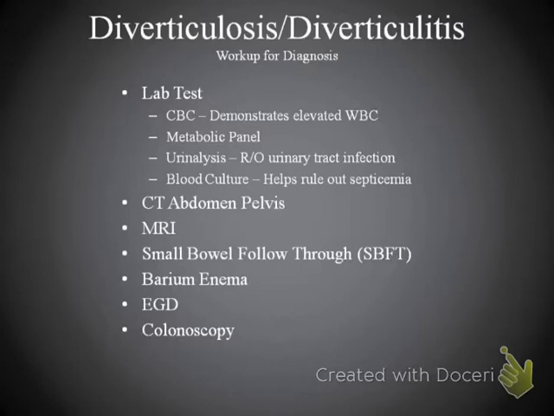Urinalysis is done to rule out urinary tract infection, and also renal stones, because sometimes renal stones can mimic the pain of diverticulitis. And then lastly is blood culture, which helps to rule out septicemia, and so that is your blood becoming septic. It's very important to rule out sepsis in this case as well, because we saw that diverticular disease can actually lead to abscesses, and then abscesses can lead to septic shock.